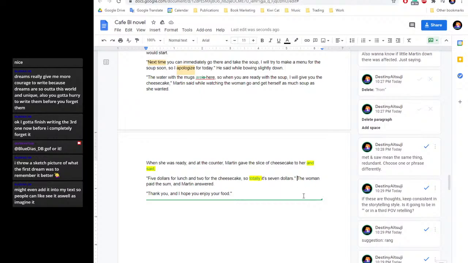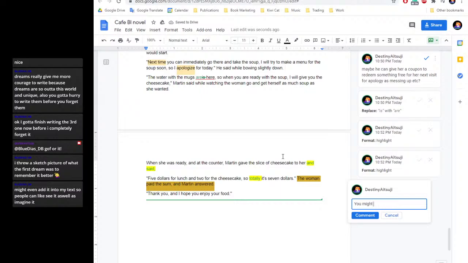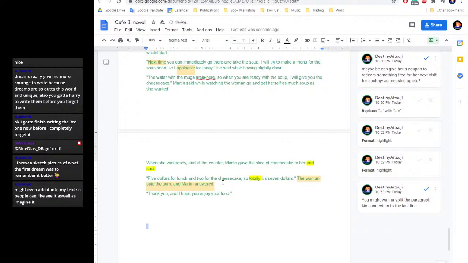So when the woman paid the sum, you want to split this action. The woman paid the sum, and Martin answered goes to the next paragraph here. It's not a connection to this line, but it's my comment. No connection to the last line. So if you have a speech over here and then a pause, and then the woman does some action, and after that he answers, thank you and I hope you enjoy your food, this part of he answered, thank you and I hope you enjoy your food, should be with Martin answered. It shouldn't be with the woman paying. So the woman paying is one paragraph, and Martin answered is joined with the next paragraph. So all in all, that's it.